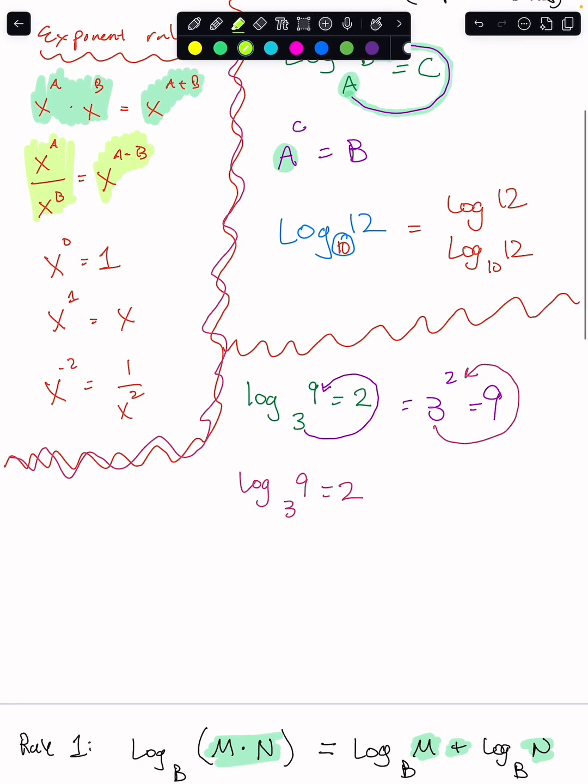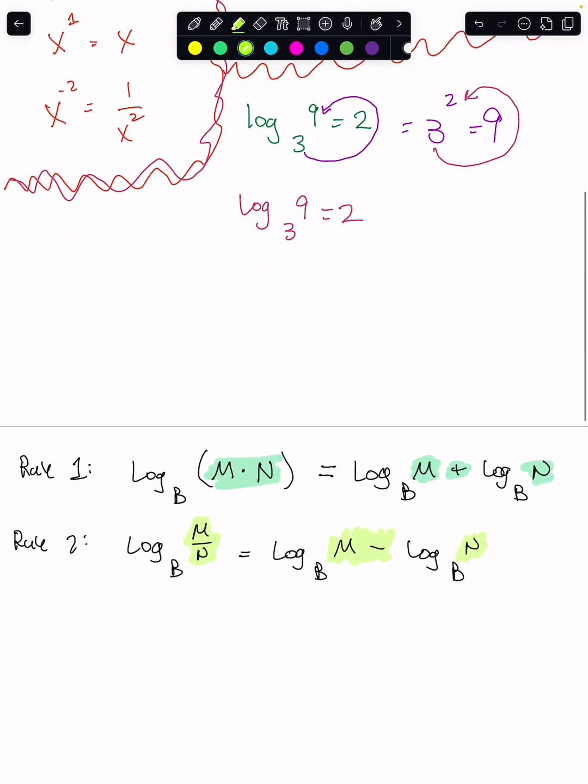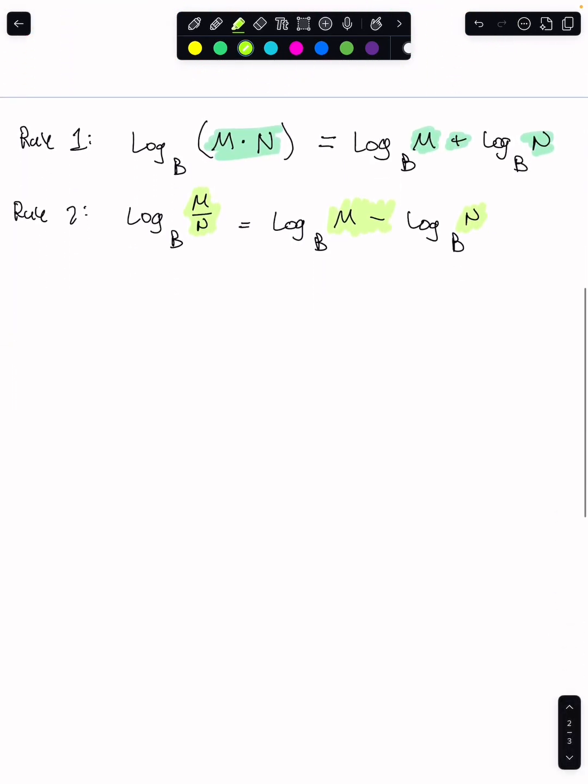Okay? So far, hopefully that's good. And then rule 3. Actually, before I go into rule 3, no, I'll go ahead and do rule 3, and then I'll do some examples. Rule 3 says log base b to the m raised to the k equals.